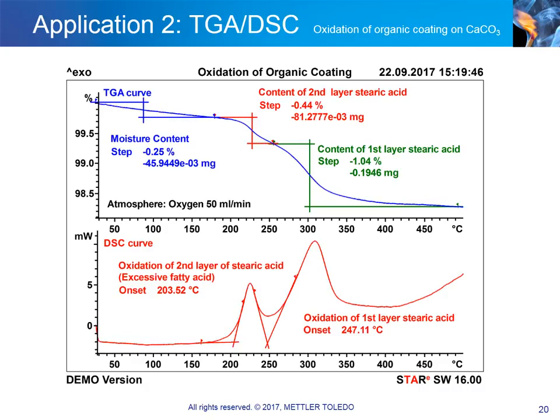1.48%. The DSC curve, simultaneously recorded with the TGA curve, is shown at the bottom of this slide. The oxidation behavior of the organic coating can be seen on the DSC curve as an exothermic peak. The oxidation onset temperature for the second layer starts at around 200 degrees, while the oxidation of the first layer occurs at about 250 degrees. With such experiments, the optimum amount of stearic acid coating for the calcium carbonate particles can be determined.